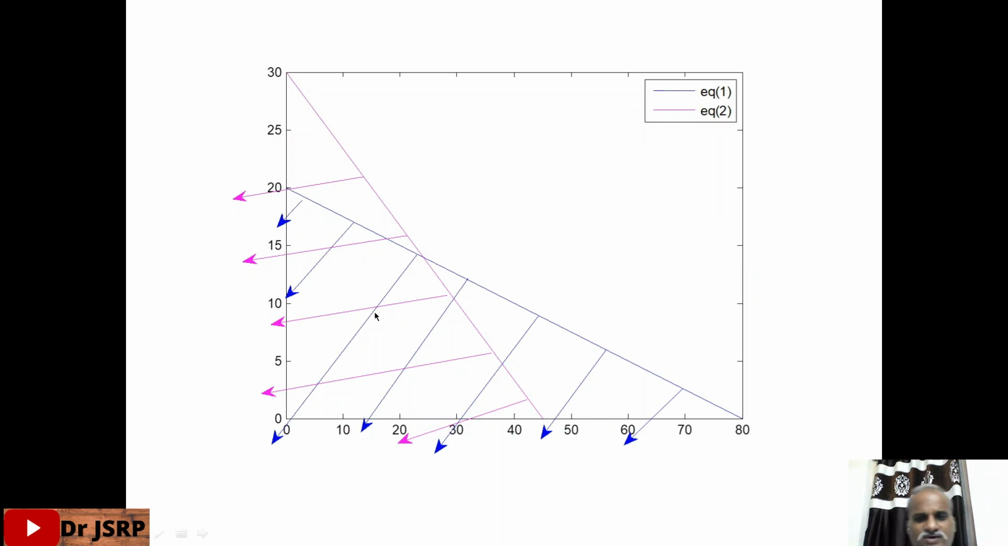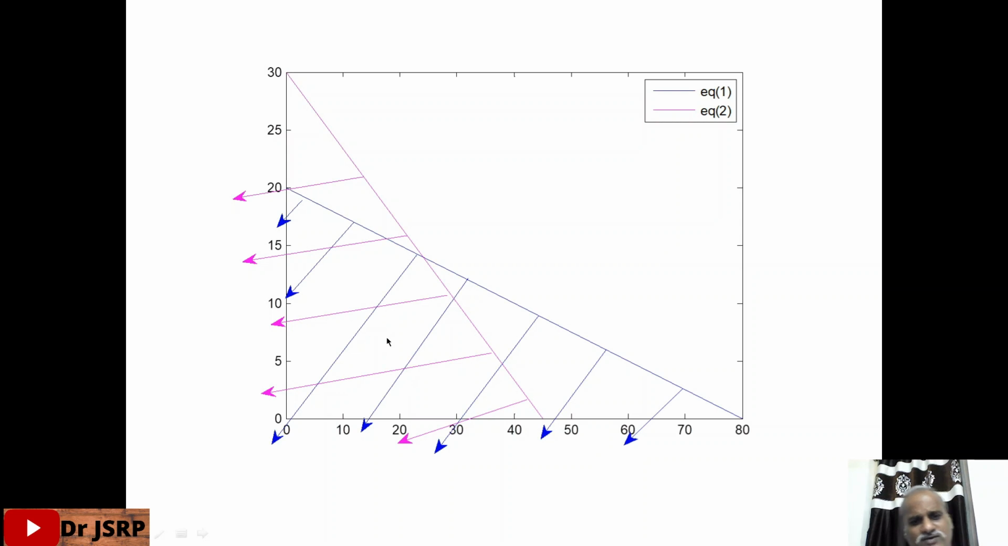Now identify the common region for both. What is the common region? Observe the diagram. This part is common for both regions.